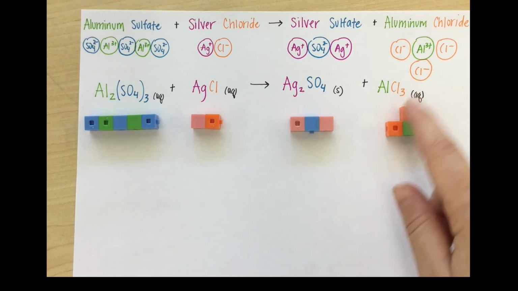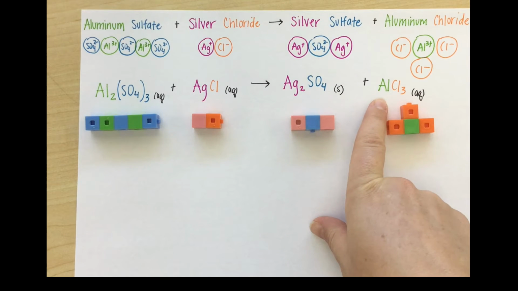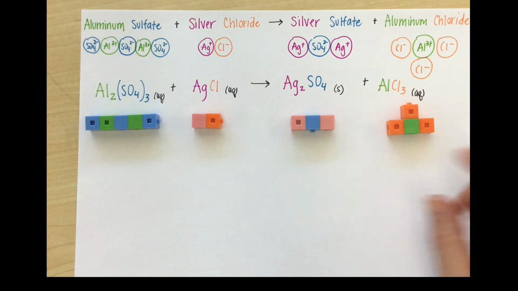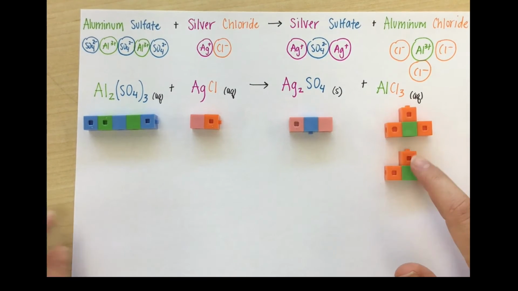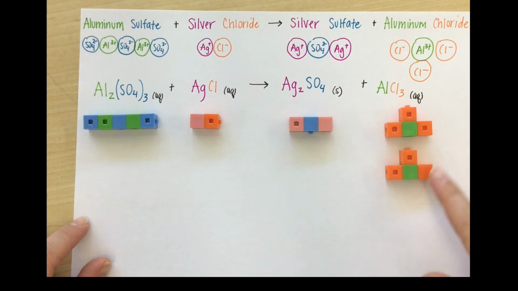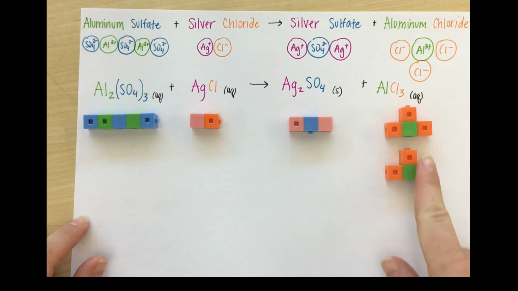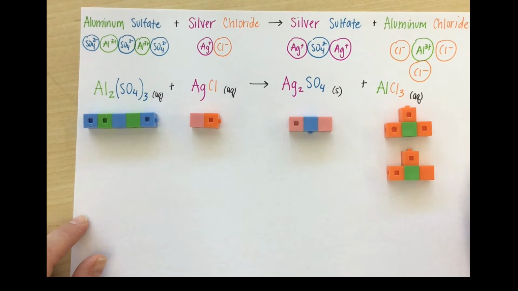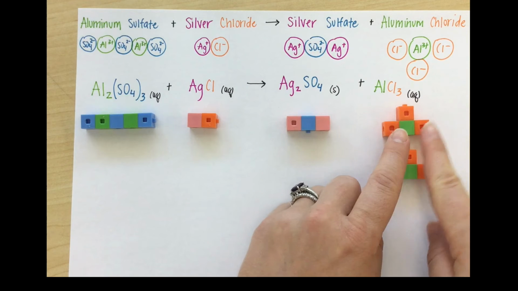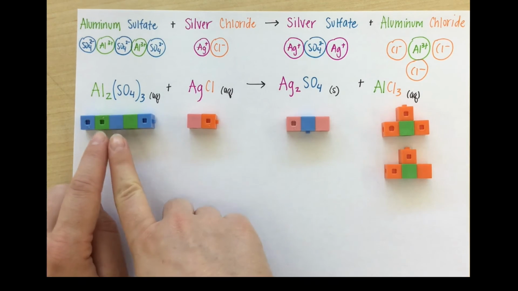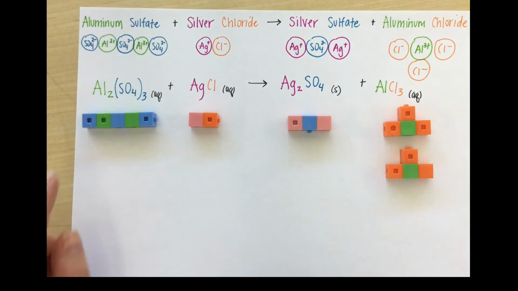It comes in the form of aluminum chloride. So if I want to add 1 more aluminum, I have to add an entire aluminum chloride compound. So this whole thing has to come with it. So now my aluminums are taken care of. I've got 2 here. I've got 2 green ones over here. Those are good. Next, I'll do my sulfates.